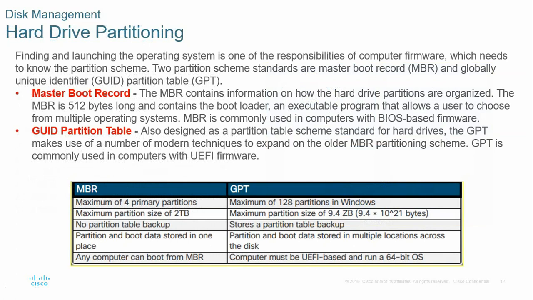Hard drive partitioning. When you want to install your operating system, this concept is very important. You are going to partition your hard drive, whether you have a 1 TB, 2 TB, or 500 GB hard drive, whatever it is, you need to do the partitioning. So how you need to do it, and what are the different methods you can use? Here we have the master boot record and the GUID partition table.